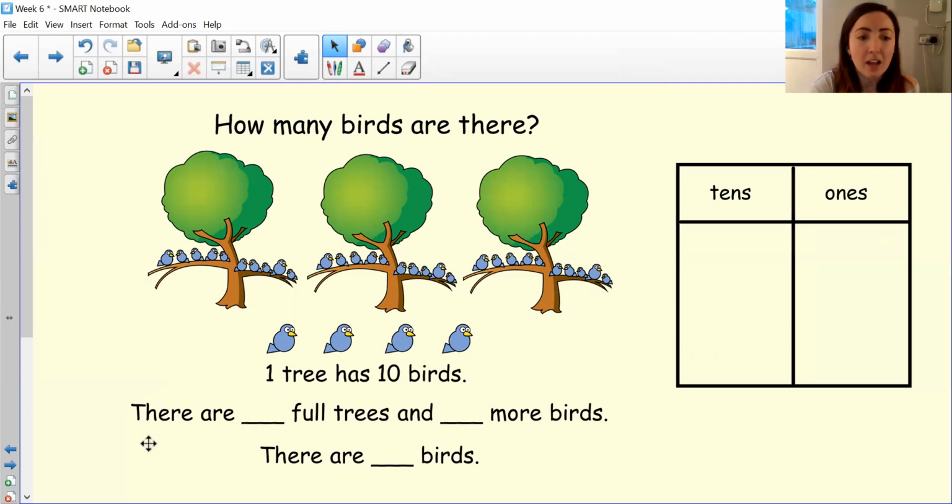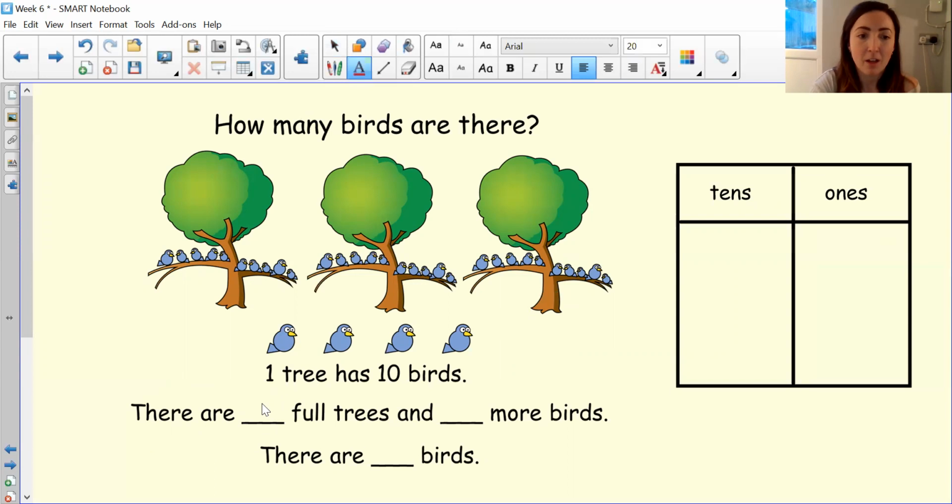So there are blank full trees. How many full trees are there? There are 3 full trees, aren't there? 3 full trees, which we know means that there are 3 tens. So in my little table up here, I'm going to write 3 to represent the 3 tens in the tens column.